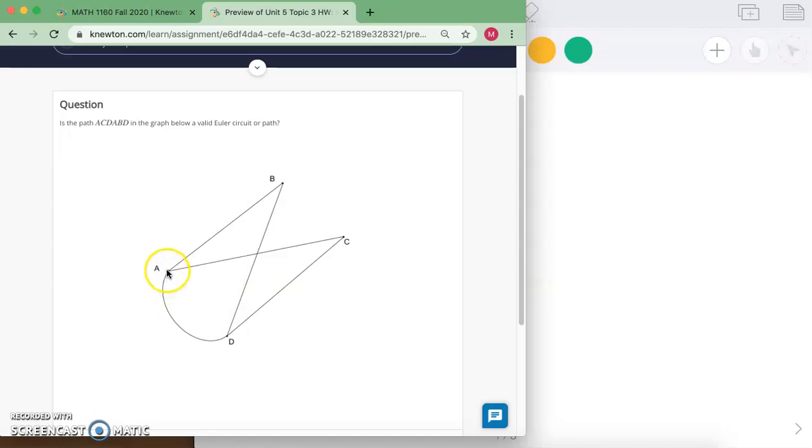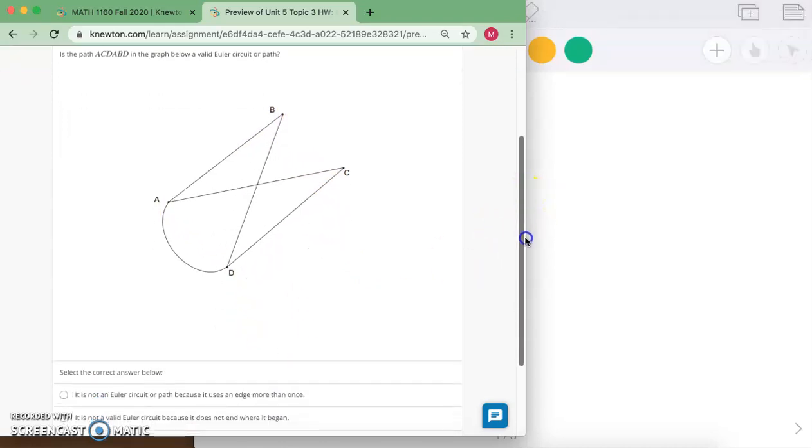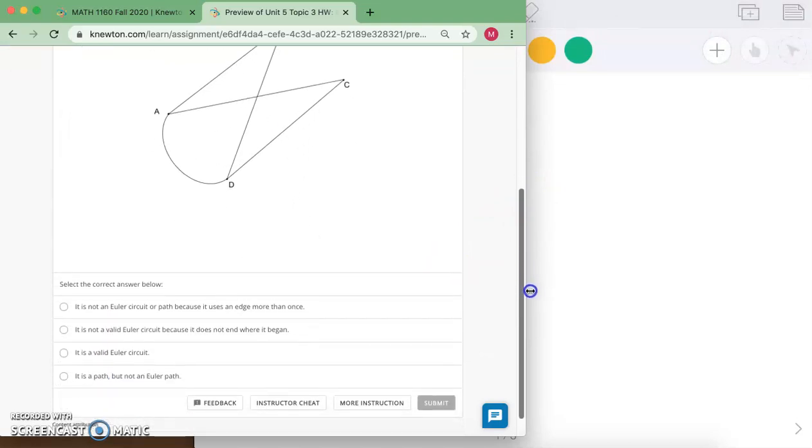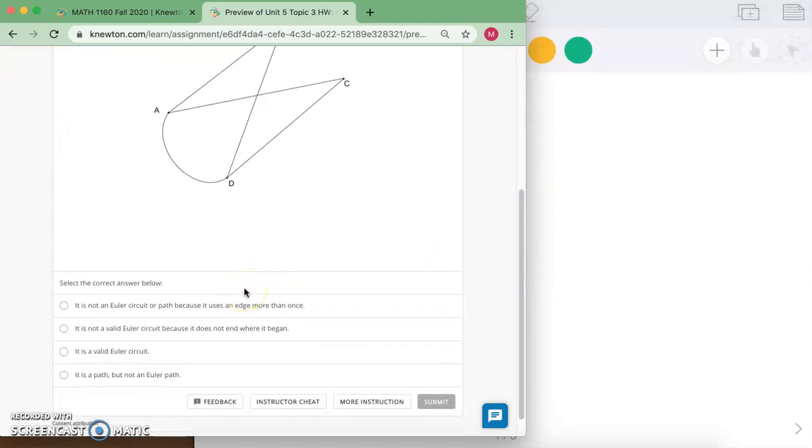So let's start. We have A to C to D, D to A to B to D. Well, so far that looks like a path. Let's just double check. See, these both have an even degree, and these two have an odd degree. So we have at most two that have an odd degree, and we're able to use every edge. So I would say it is an Euler path.